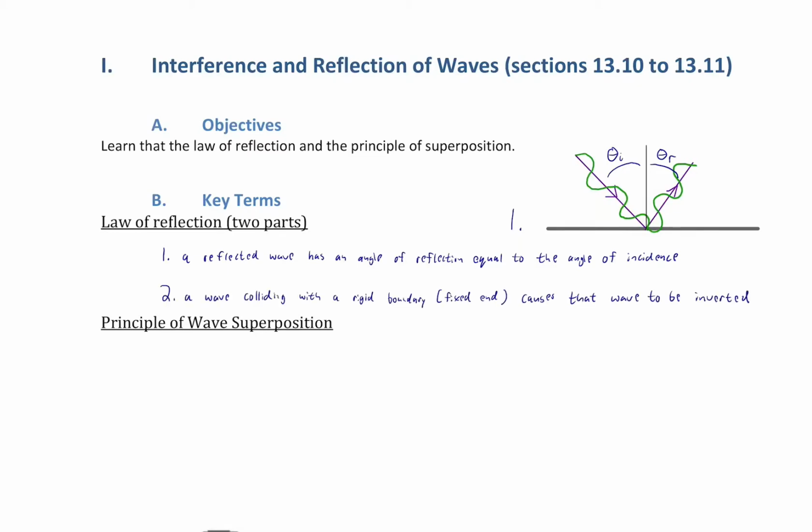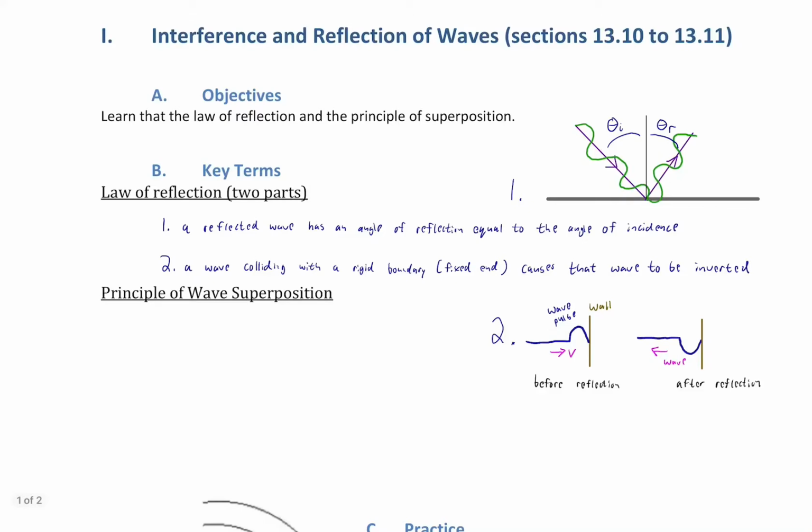Next, we have the second part of the law of reflection, which is more relevant for a standing wave on a string, something that we'll talk about when we talk about stringed instruments and how they relate to sound. Here we have a wave colliding with a rigid boundary, a fixed end, which causes that wave to be inverted. This can also apply to sound waves in tubes, by the way, like a tube instrument. So here we have a simple case of imagining one half of a wave pulse, basically a crest, traveling at a certain velocity and then hitting a wall. That's our rigid boundary or fixed end.